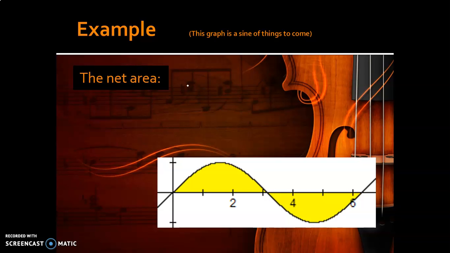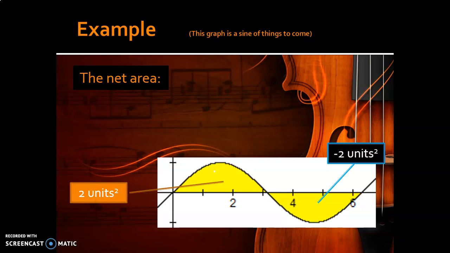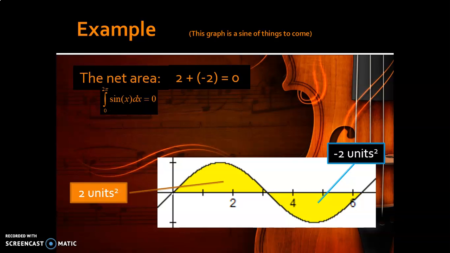So the net area, we're going to look at area above as being positive and area below as being negative. So we'd have a positive 2 here, a negative 2 here, and altogether we would have 0. So another way to say that would be that the integral from 0 to 2 pi of sine of x dx is equal to 0. So the area under the sine curve between 0 and 2 pi is 0. Now again, that's because the area above is positive and below is negative.